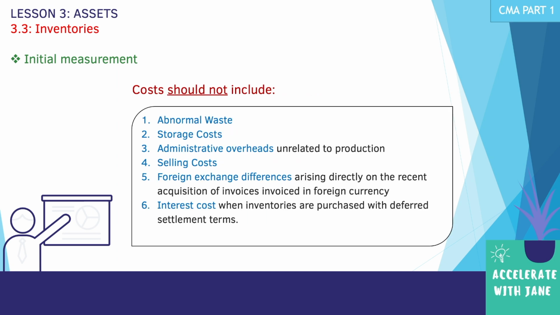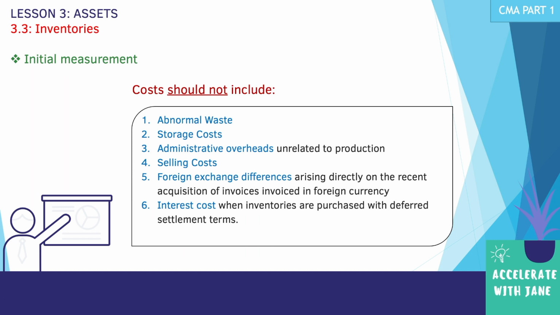Take note that when we say inventory cost, it doesn't include all costs incurred related to a particular inventory. So we have here exclusions. Number one is abnormal waste. Second, storage costs. Third, administrative overheads which are unrelated to production. Fourth is selling cost. Fifth, foreign exchange differences arising directly on the recent acquisition of inventories invoiced in foreign currency. Sixth is interest costs when inventories are purchased with deferred settlement terms.